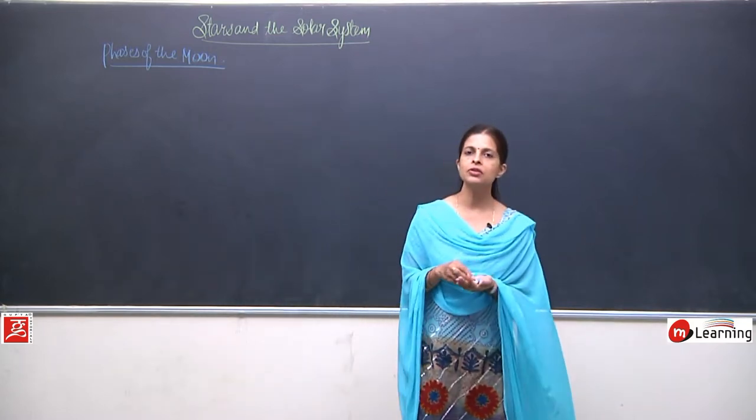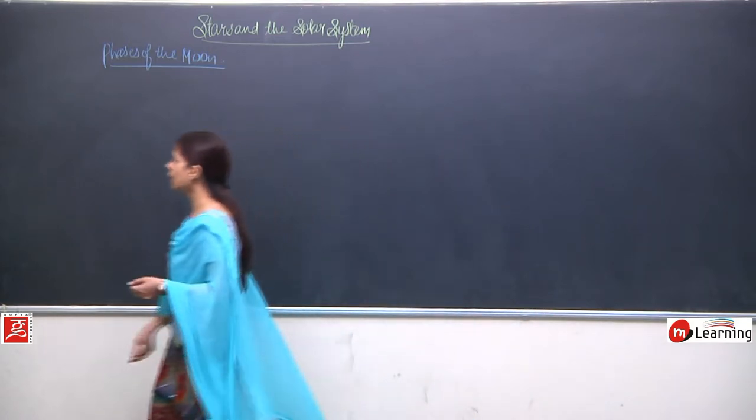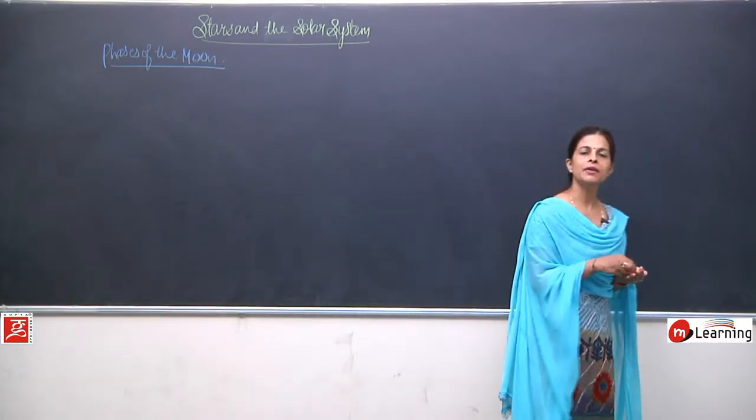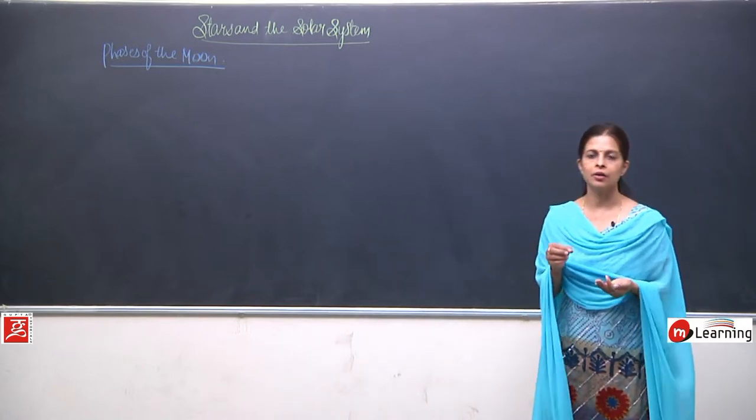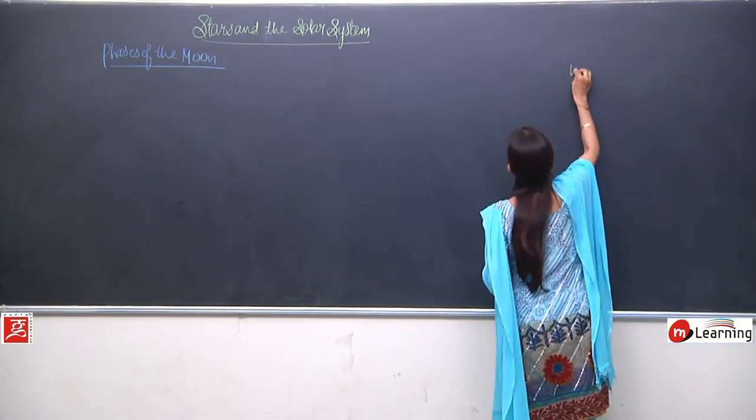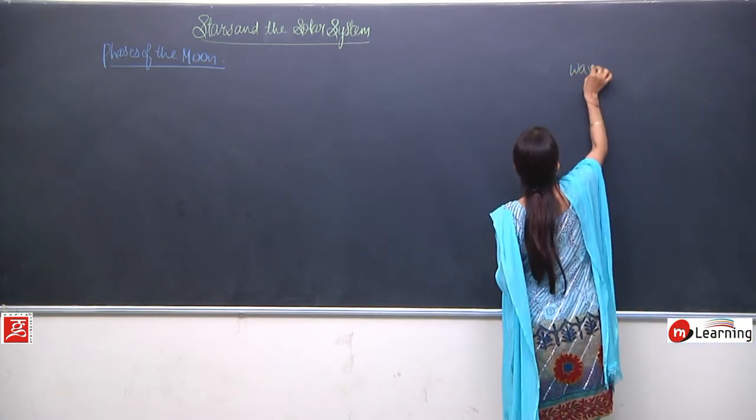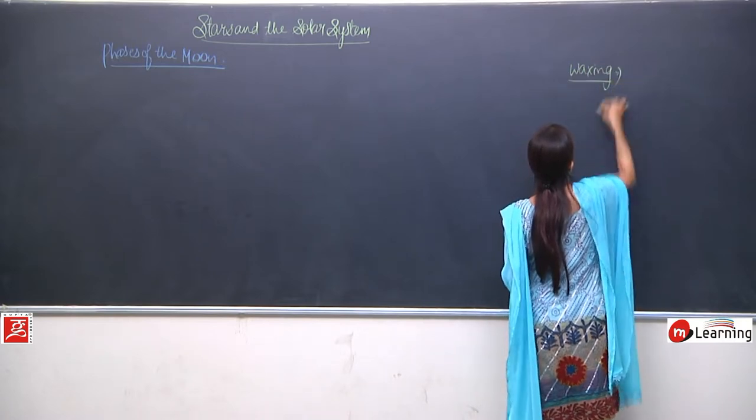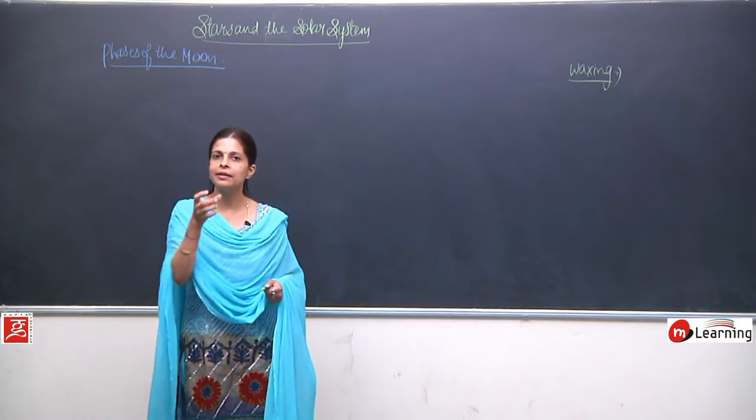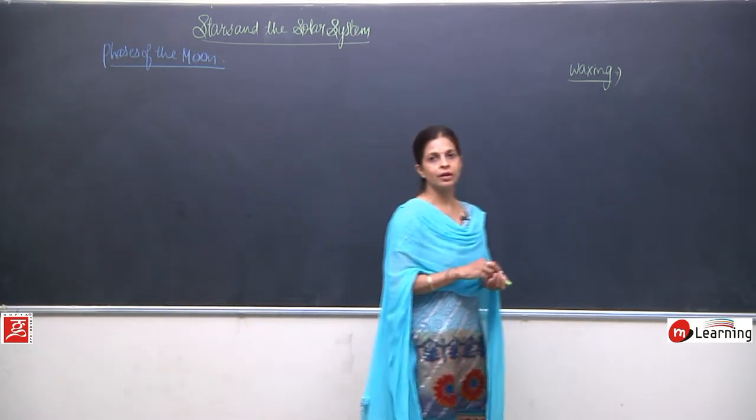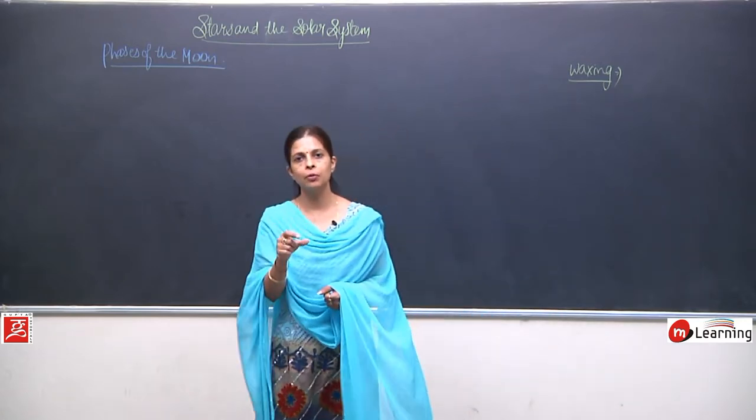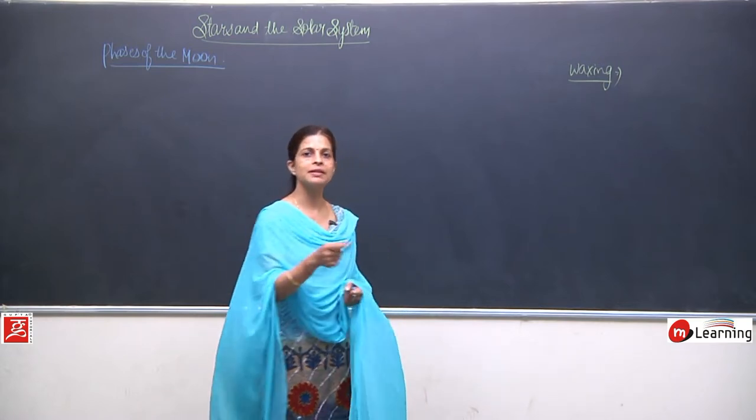Now we'll talk about how the phases of the moon change. Before we start this, we need to know the meaning of two words, waxing and waning. So I'll first explain waxing and waning, and then we'll start with the topic of phases of the moon. So first is waxing. Waxing means to appear bigger. That means slowly it's becoming bigger, bigger and bigger, and this stage is known as waxing.